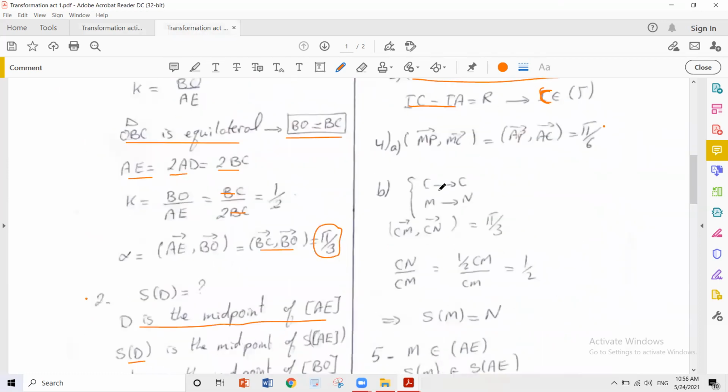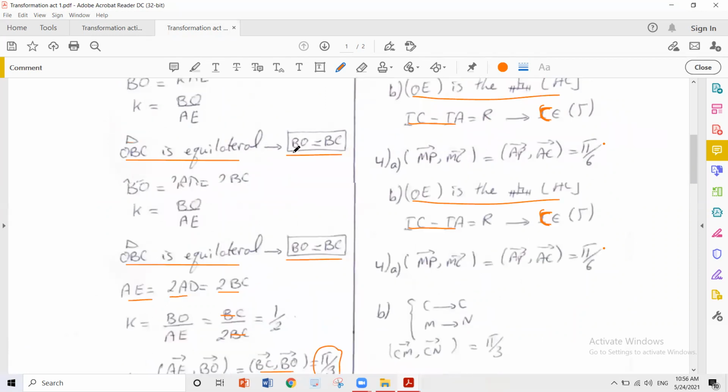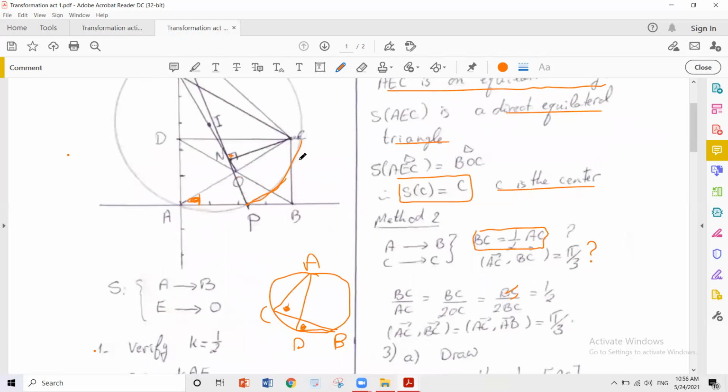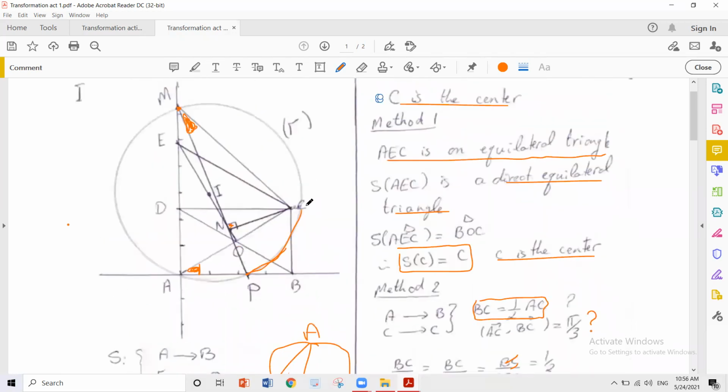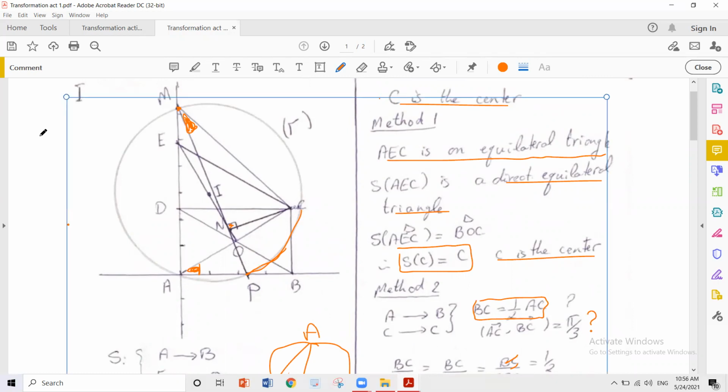I will take it with C, C onto C, M onto N. The angle CMCN must be... the angle CMCN, CN. This triangle is right. This angle is pi over 6. This angle is pi over 3. In triangle CMN, the angle at M is 90, the angle at N is 30. CN is pi over 6.